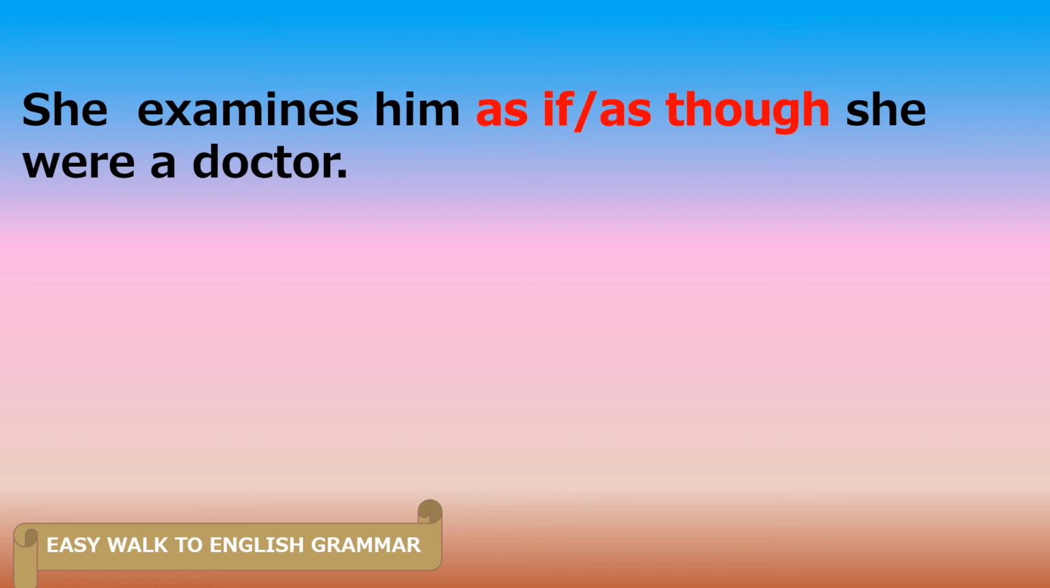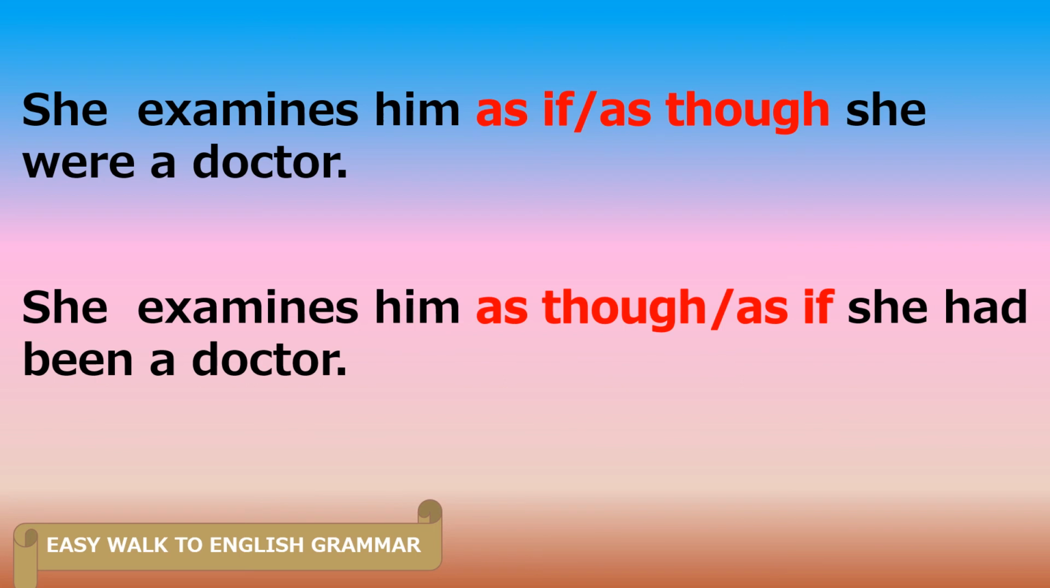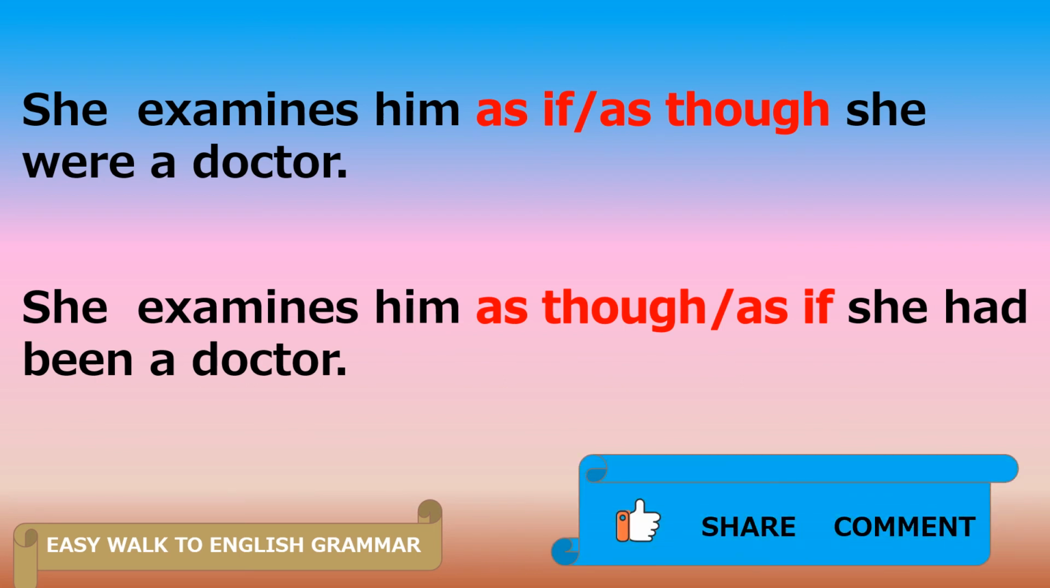The only change in the meaning is that the action happens in the present time. The meaning is, we are not sure if she is a real doctor or if she is pretending to be a doctor when we use were in the as if or as though section. Going for the second example, we can see she examines him as though or as if she had been a doctor.